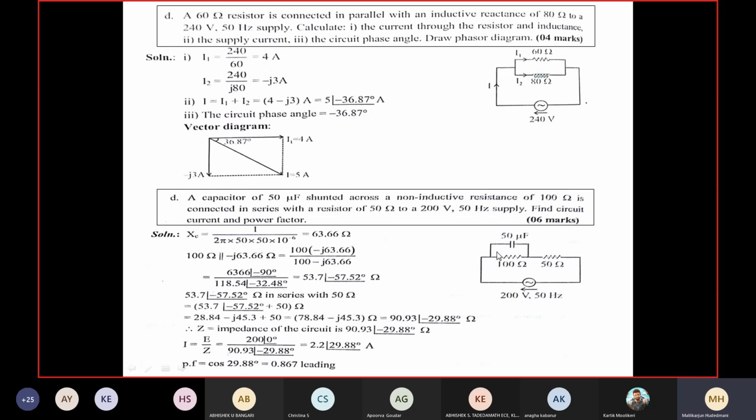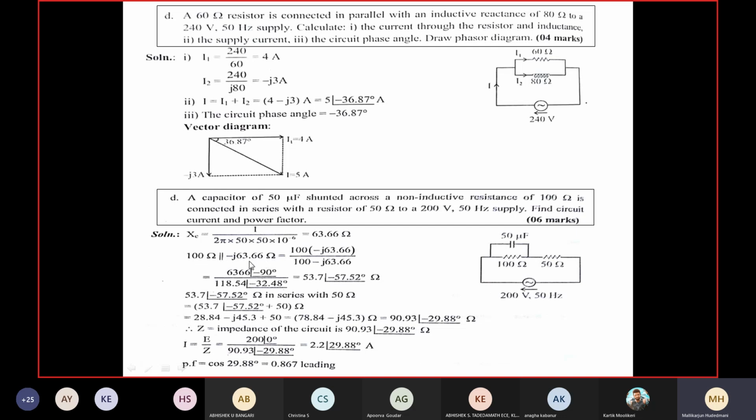Then what will I be doing? What is XC, the capacitor reactance? I calculate 1 by 2 pi FC. That is 63.66 ohm, in parallel with the 100 ohm. This is called the double pipe, nothing but parallel, with the 50 microfarad. What is the value of that? 63.66, which means 0 minus j63.66. That's called minus j63.66. The 0 vanishes here. You have to write 0 minus j63.66 here.